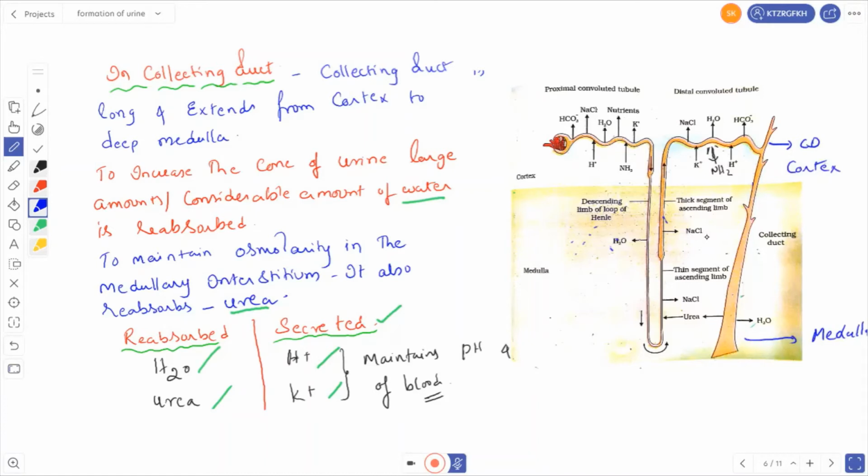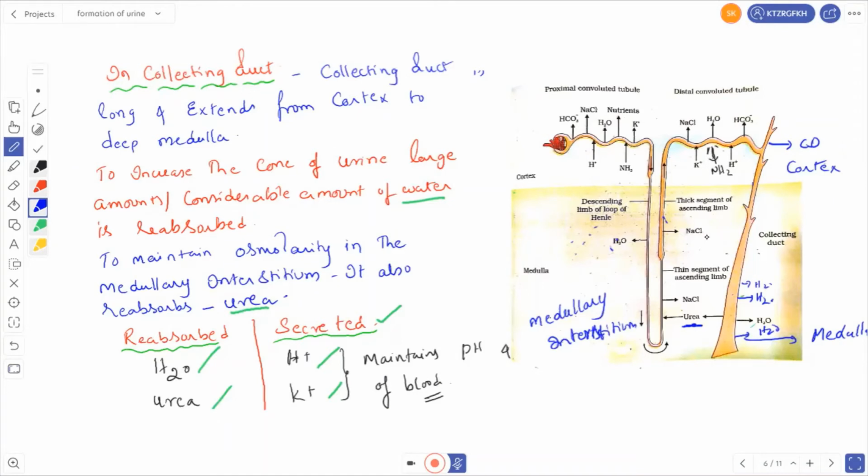To increase the concentration of urine, large amounts of water are reabsorbed. So water is reabsorbed from the collecting duct. And also small amounts of urea are secreted into the medullary interstitium to maintain osmolarity in the medullary interstitium. So this entire part is the medullary interstitium. Into the medullary interstitium, urea is secreted from the collecting duct to maintain osmolarity.